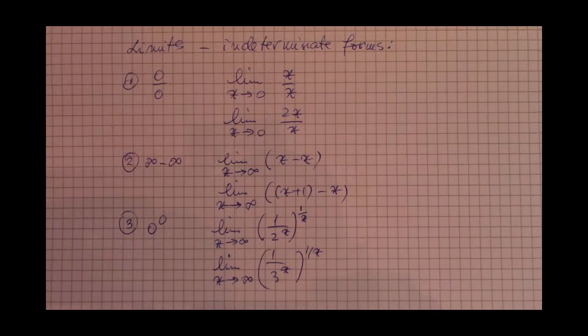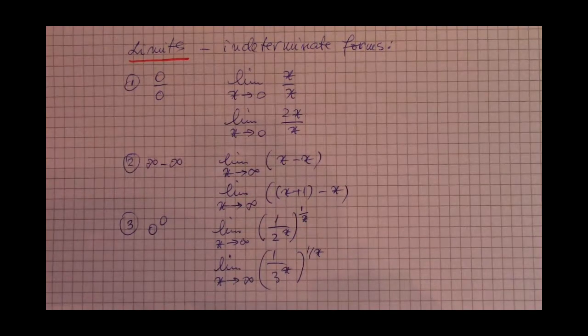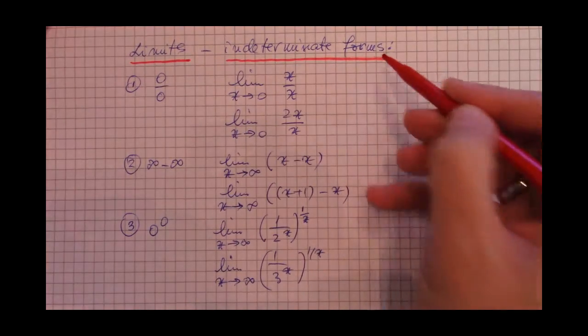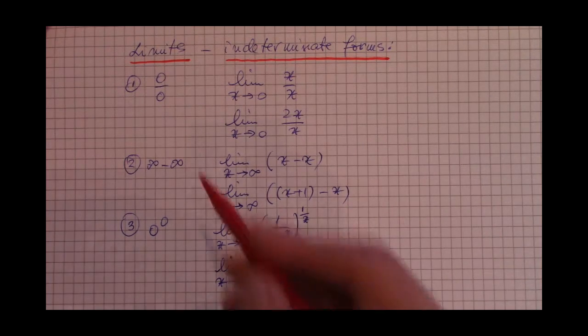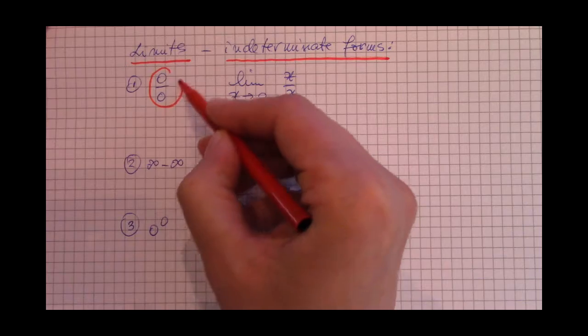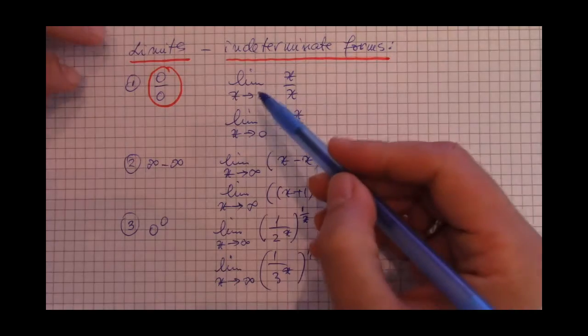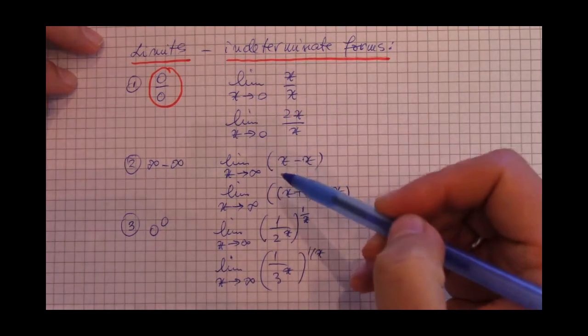Calculus is a lot about computing limits. Sometimes limits are easy to compute, but we need to be aware of what we call the indeterminate forms of a limit, which are things like 0 over 0. Why is it that 0 over 0 is indeterminate? Well, let's look at this very simple limit when x approaches 0 of x over x.